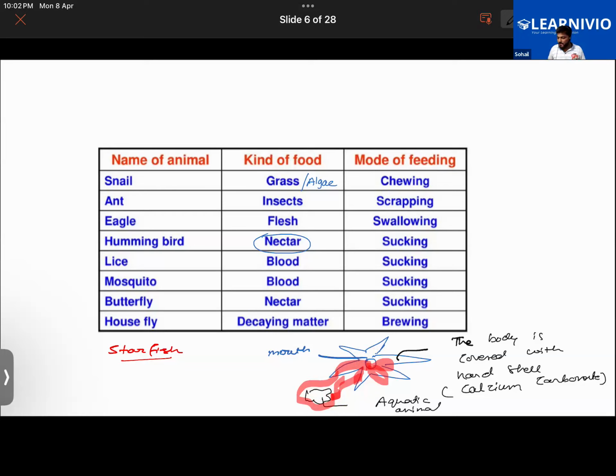Are you guys getting it? Yes, Abu, you're not saying anything. Priyanka, did you guys get it? Will starfish eat snails? Can it eat snails? Yes, it can actually eat snails as well. Okay?